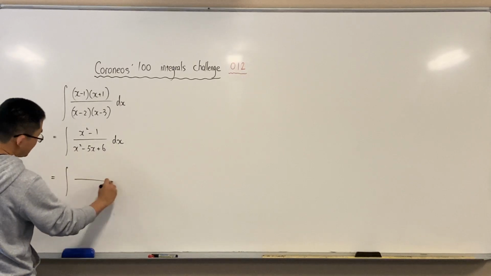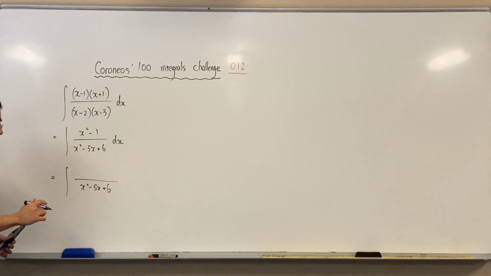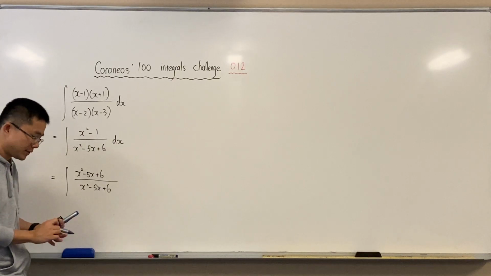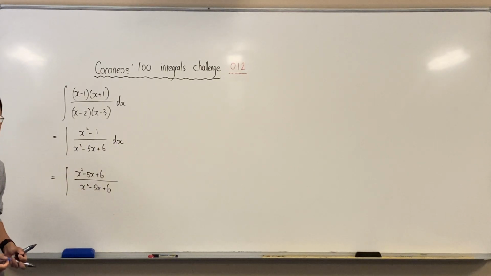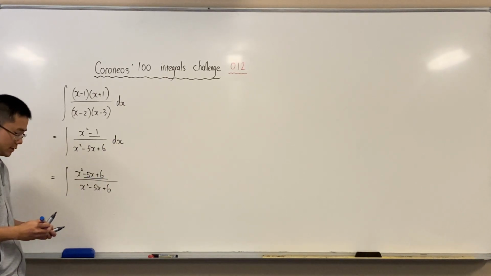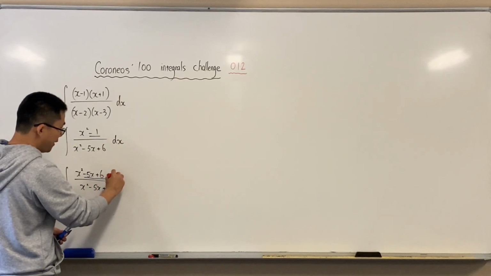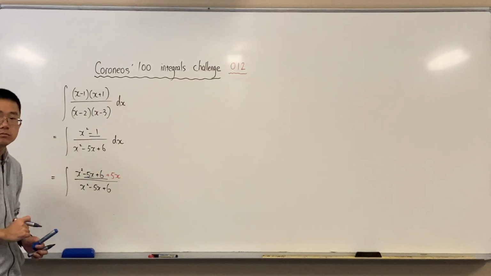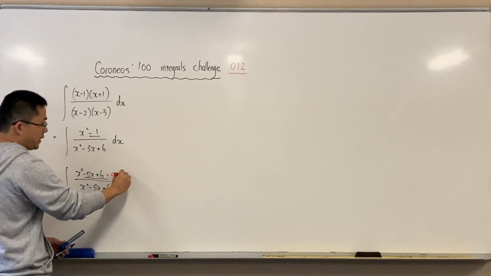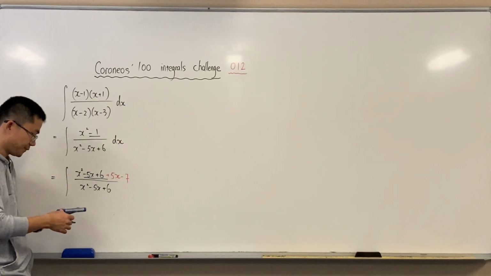The denominator is x squared minus 5x plus 6, and I need x squared minus 5x plus 6 on the numerator as well. But as you can see, I have changed the question. Previously it's minus 1, but now I have minus 5x plus 6. How do we change this back? Very simple. We add 5x here, so we cancel that negative 5x. Now I need the minus 1 here, so all I need to do is minus 7, because once you take 6 from 7, you get a minus 1.